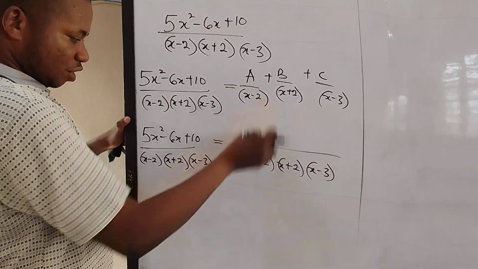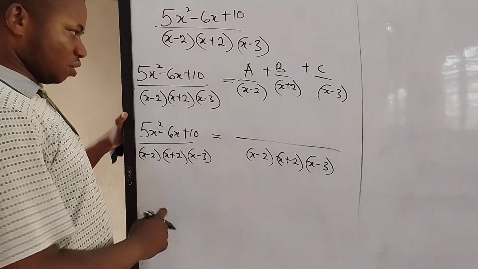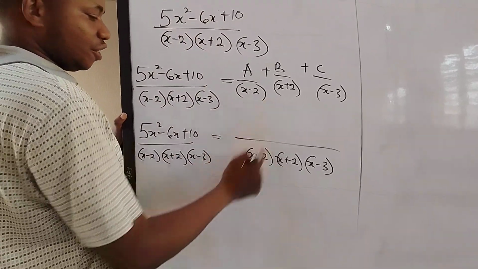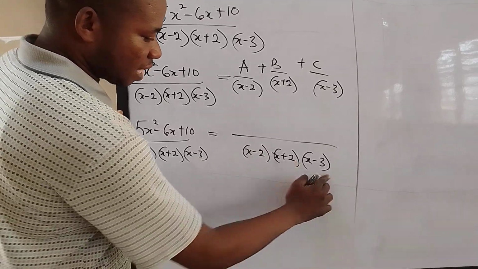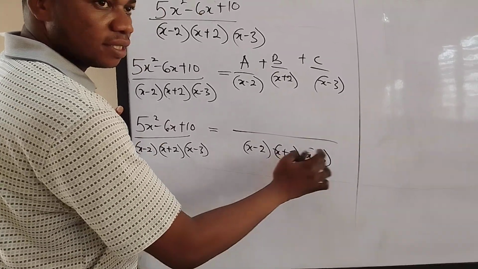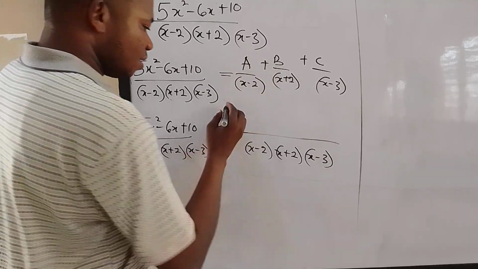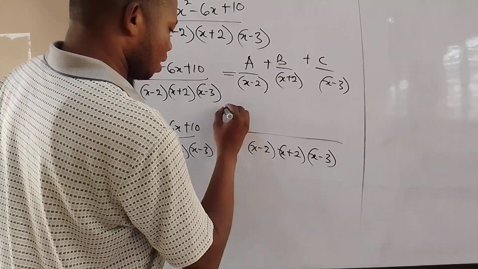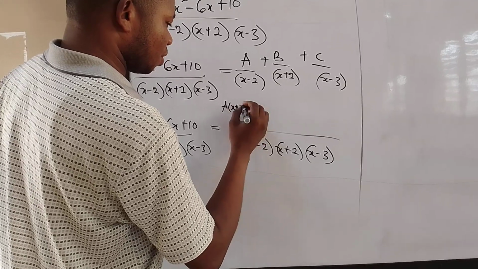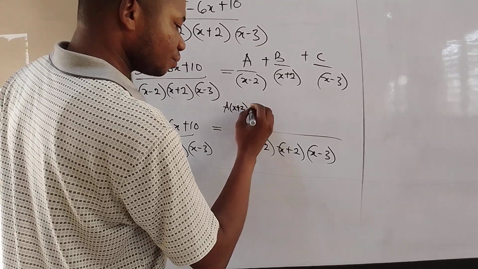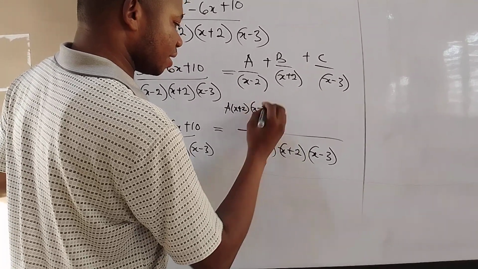So we use this to divide the denominators one after the other. This divides this. This one we cancel out this. We are left with this and this. Yes. So it will now be this times A. That's what we're going to have. A into x plus 2, x minus 3.